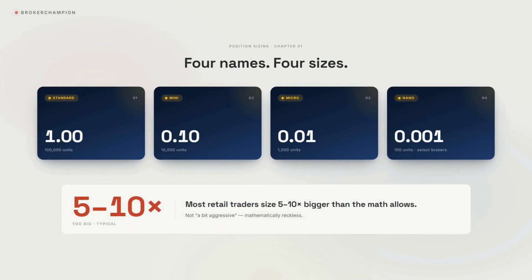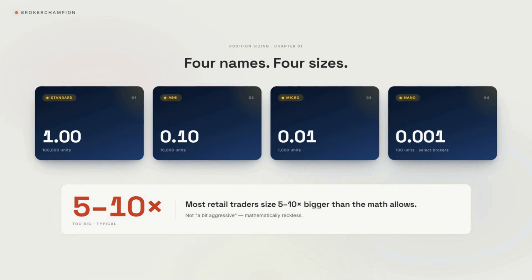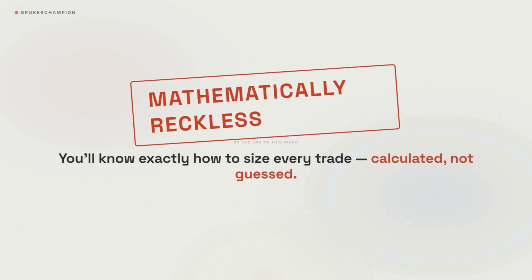Here's the uncomfortable part. Survey the actual position sizes used by retail forex accounts, and you'll find most people are sizing 5 to 10 times bigger than their account can mathematically tolerate. Not a bit aggressive, mathematically reckless. By the end of this, you'll know exactly how to size every trade so that single number, the one you punch into the order ticket, is calculated, not guessed.